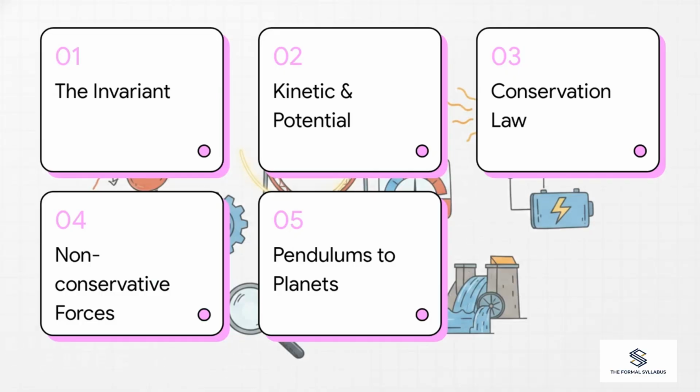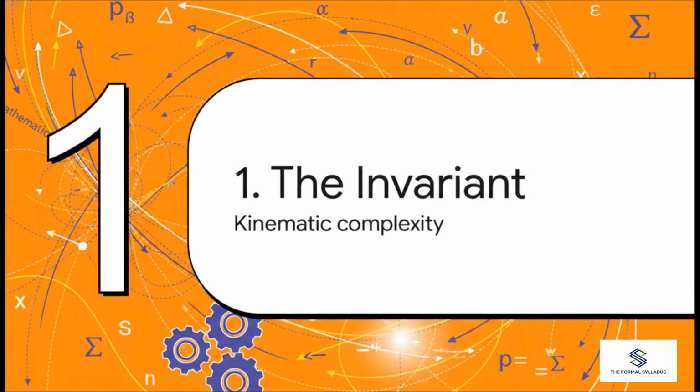Here is our roadmap for this explainer. We'll start by hunting down our invariant, define kinetic and potential energy, look at the law of conservation itself, tackle the messy reality of friction, and finally, scale things all the way up from pendulums to planets. Let's dive in. Part 1. In search of the invariant.